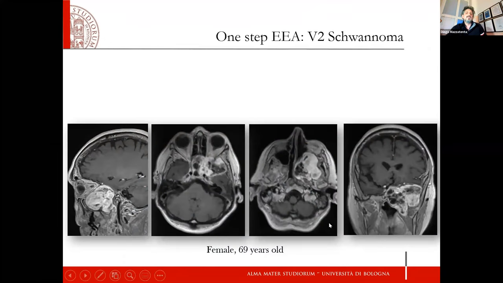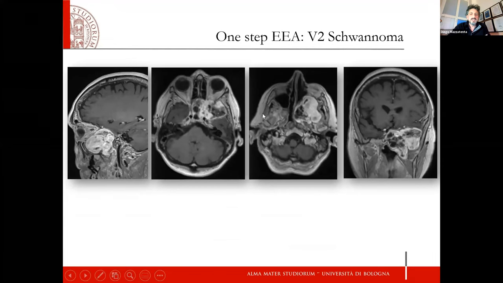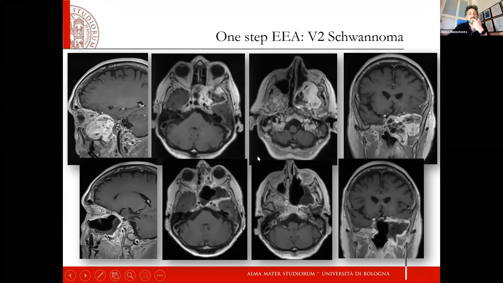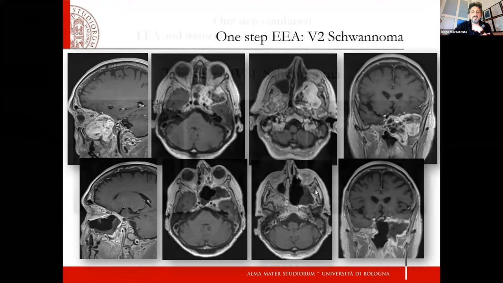This is a case of a vidian schwannoma. We treated it by only an endoscopic endonasal approach in one step. As you can see, the tumor is located intra-extracranially, and we achieved these results with the purely endoscopic endonasal approach. As you can see, this was performed with a medial maxillectomy, opening widely the posterior, medial wall of the maxillary sinus, just to control the posterior part of the maxillary sinus itself.